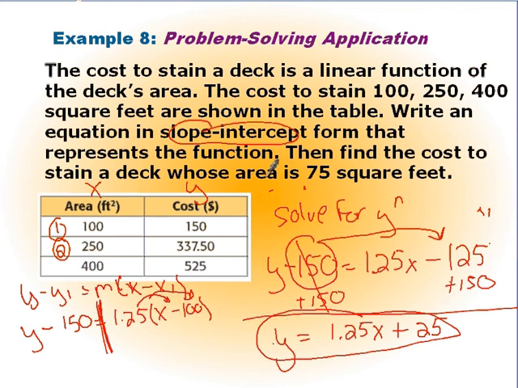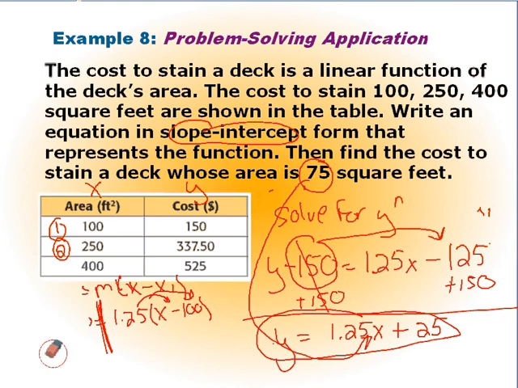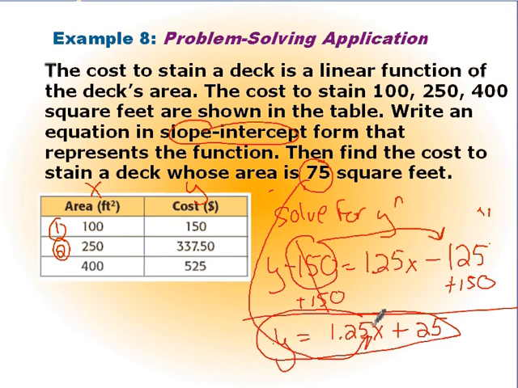Now, as if this weren't taking long enough, they want to find the cost to stain a deck where the area is 75 square feet. Okay, so area is our x. So then we're going to plug 75 in for x here. So again, make sure you have all this copied down because I'm about to erase it. Whoops, already did. Okay, and so then instead of x, we're going to put 75. y equals 1.25 times 75 plus 25.